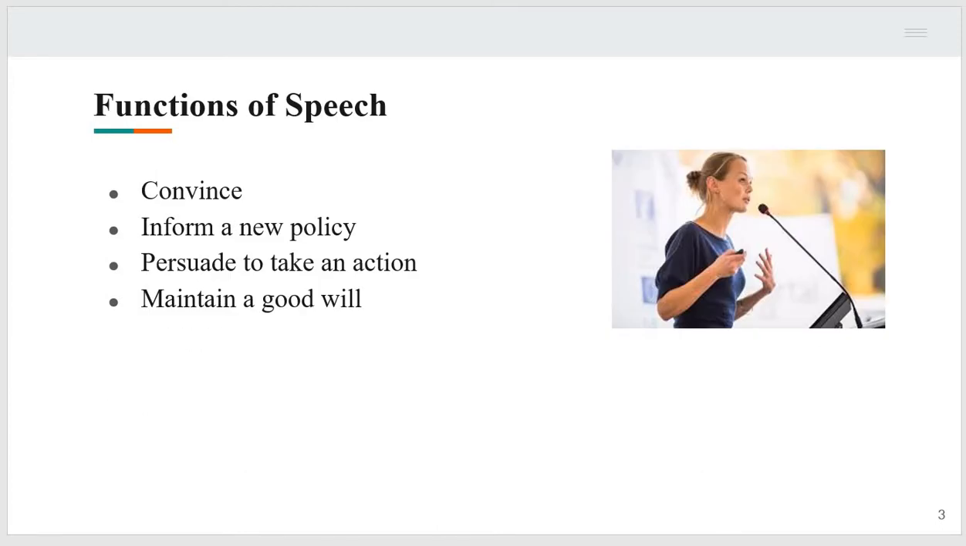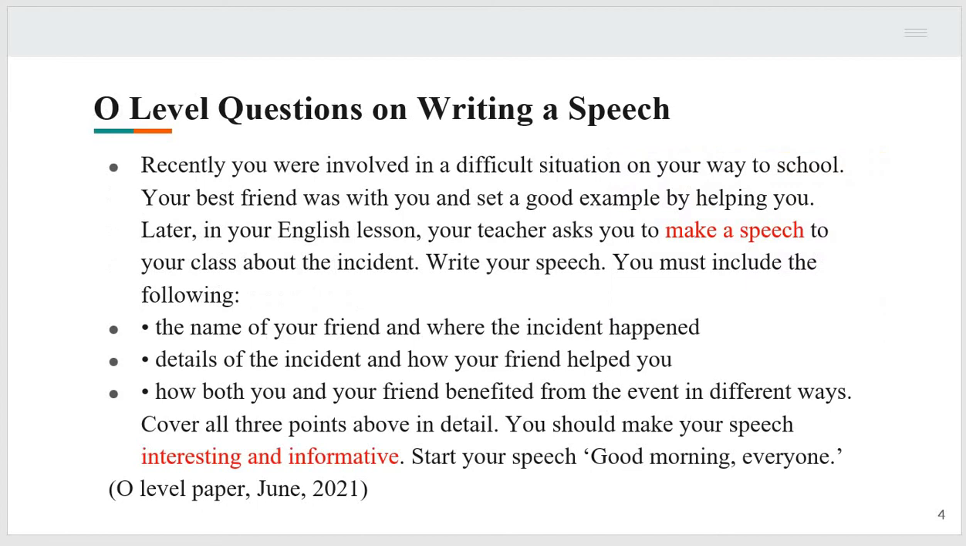Functions of speech are to convince people, to inform about a new policy, or persuade followers to take an action. And the power of speech is that followers get ready to jump at the sun and perform some impossible tasks. And some speeches are just to maintain goodwill.